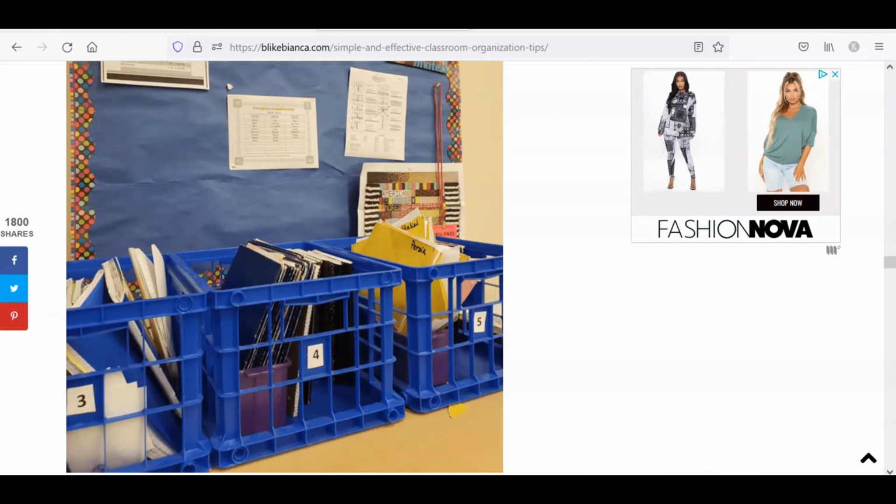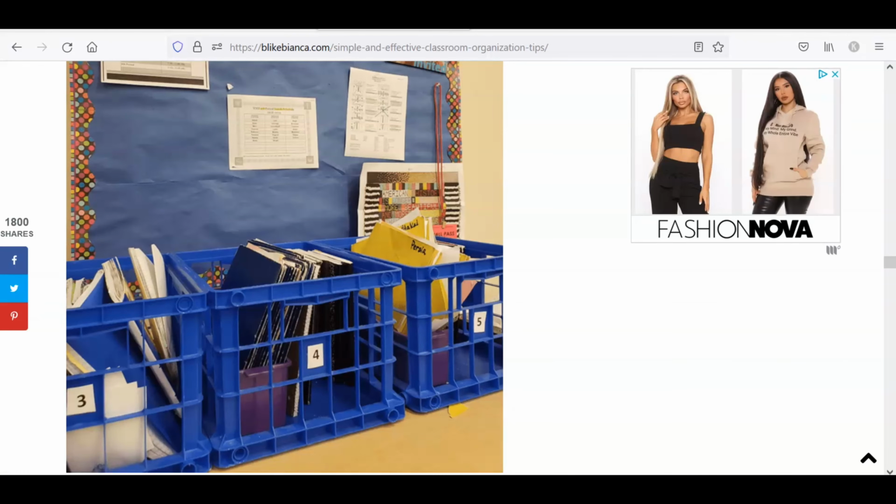because I don't assign homework. Everything's done in class. I also make sure that while they do keep their materials in class, they have a place for it in class that's labeled and they know where to put it, and I color code it.